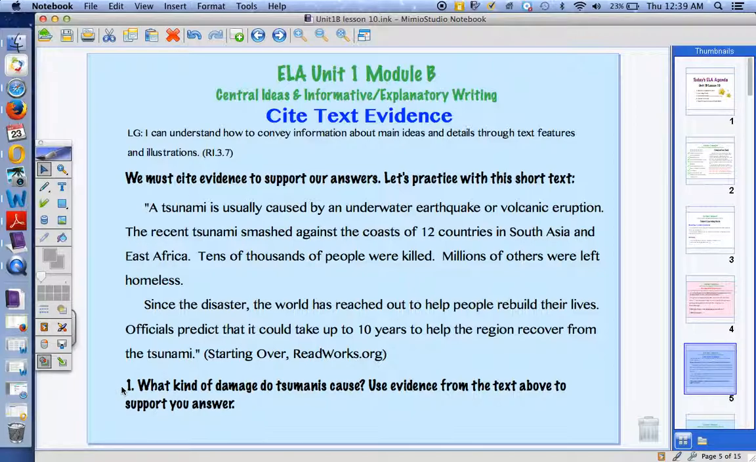So our question asks, what kind of damage do tsunamis cause? Use evidence from the text above to support your answer. Again, your teacher will pause the video where we can discuss the answer to this question.